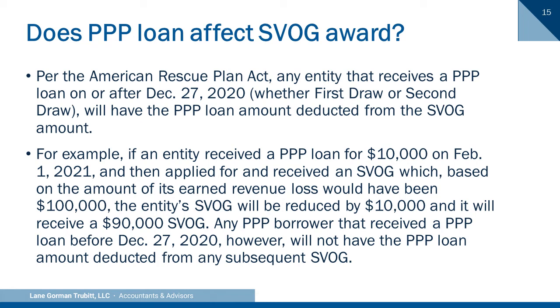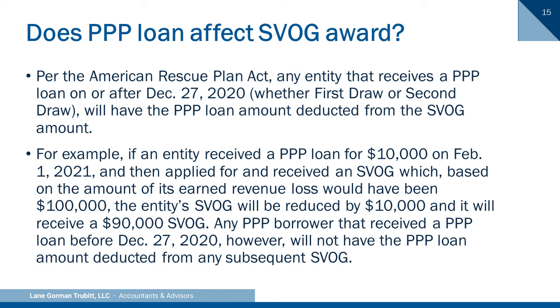However, any PPP borrower that received a PPP loan before December 27, 2020 will not have the PPP loan amount deducted from any subsequent SVOG award. So the key date here is December 27, 2020. If you had received PPP loan prior to this date, it does not affect your SVOG award. But if you did apply for and receive the PPP loan after December 27, 2020, then your SVOG award will be deducted by that amount that you received in PPP funding.